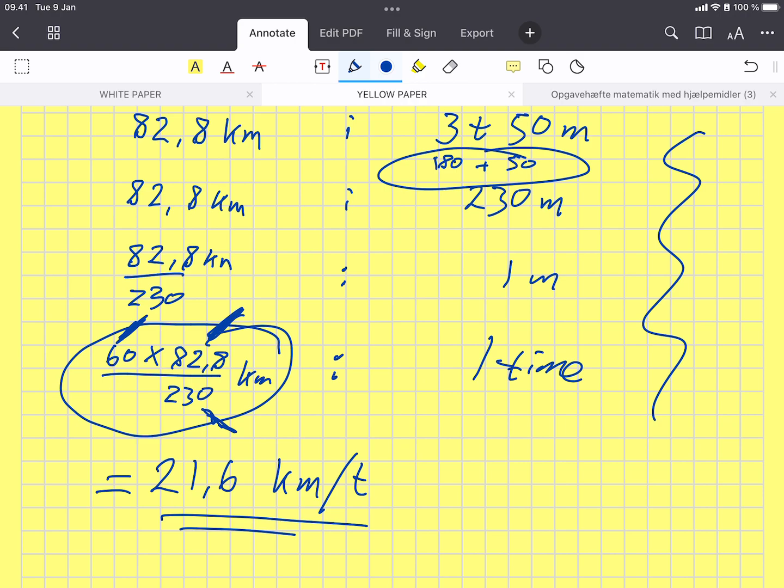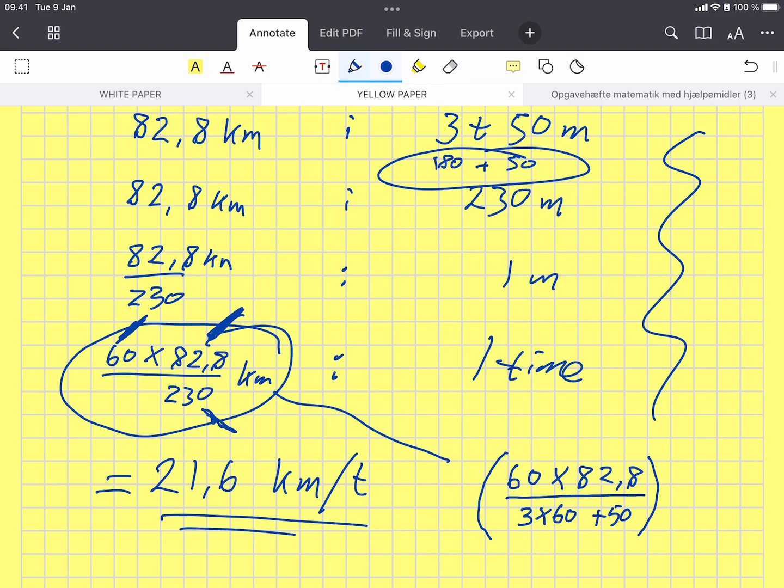times 60 plus 50. So I'm going to rewrite that fraction as 60 times 82.8 divided by 3 times 60 plus 50. And now everything in that calculation is something that came from the original information in the question.